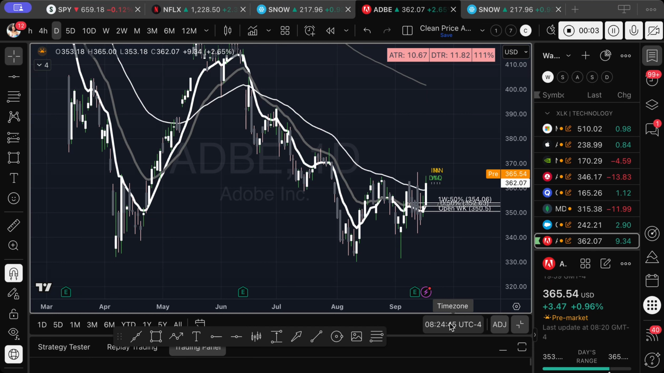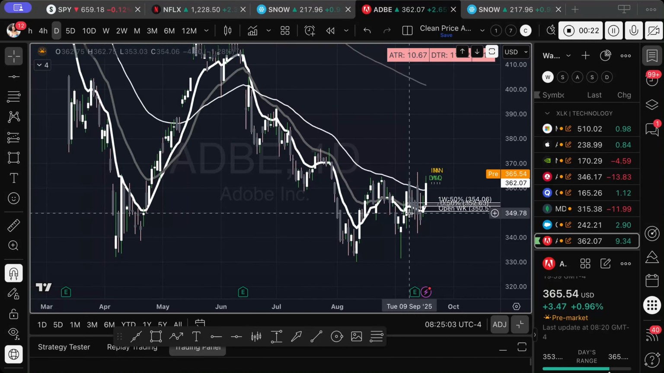It's I, Curly K here, and I am about to get right into the free trade idea of the day. Now, as you can see on my screen, I do have Adobe pulled up. I have been watching Adobe for quite some time because Adobe has been accumulating down in this particular range here, and it looks like it's finally trying to break out.